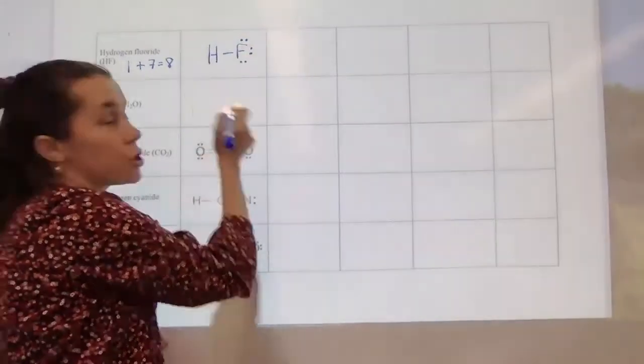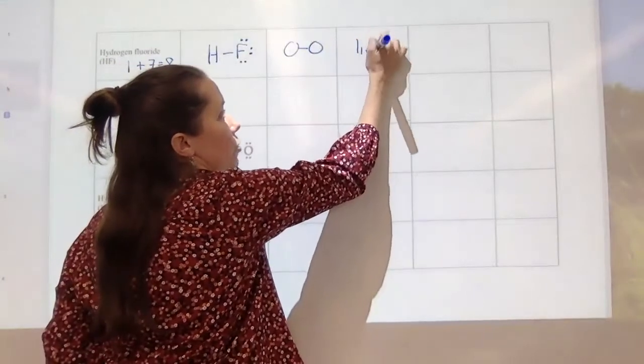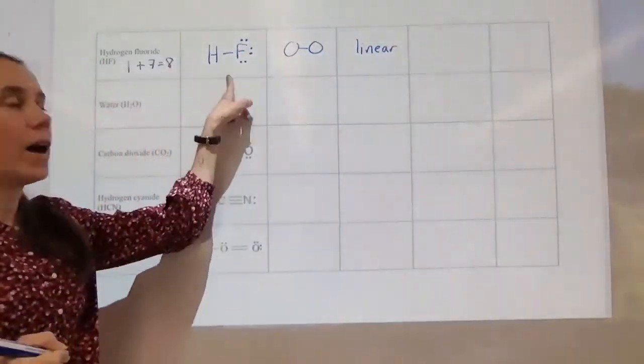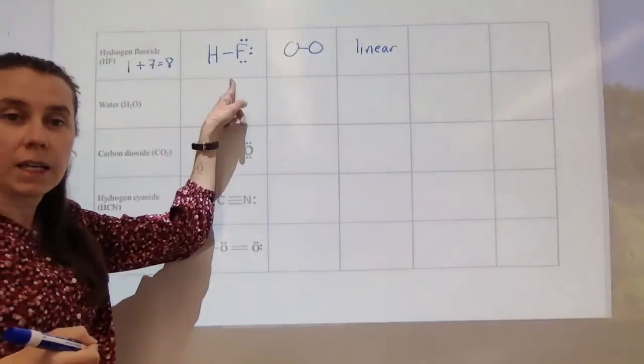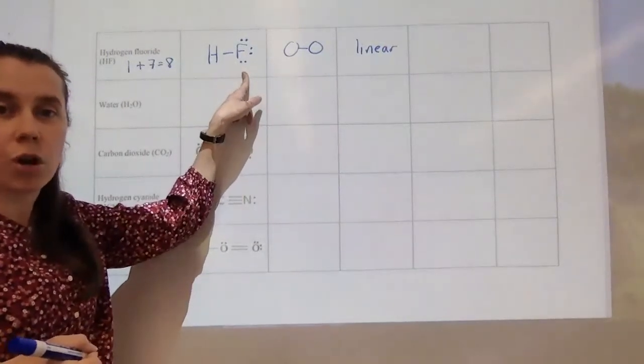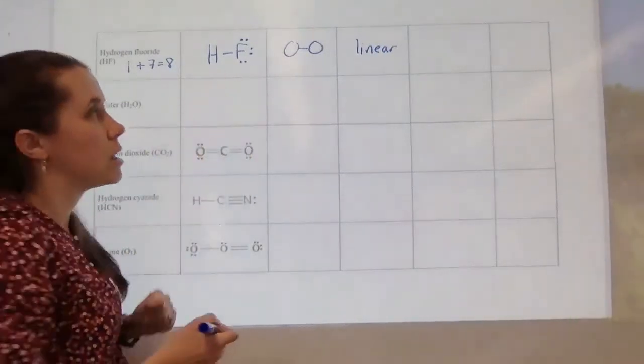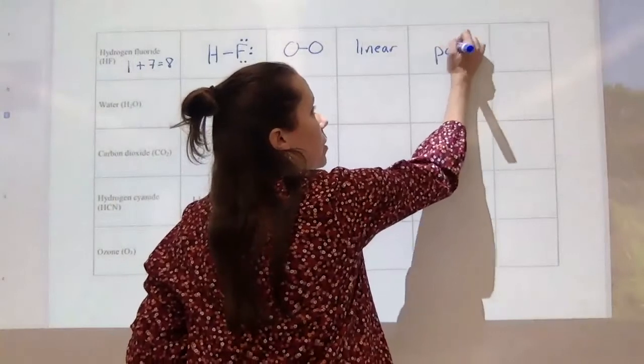Okay, still just 2 atoms, so it's going to look like that. It will still be linear. But now because these are not the same, they will not share evenly. Fluorine is a much bigger electron hog than hydrogen is, so it's going to take lots of the electrons. Okay, so this is going to be polar.